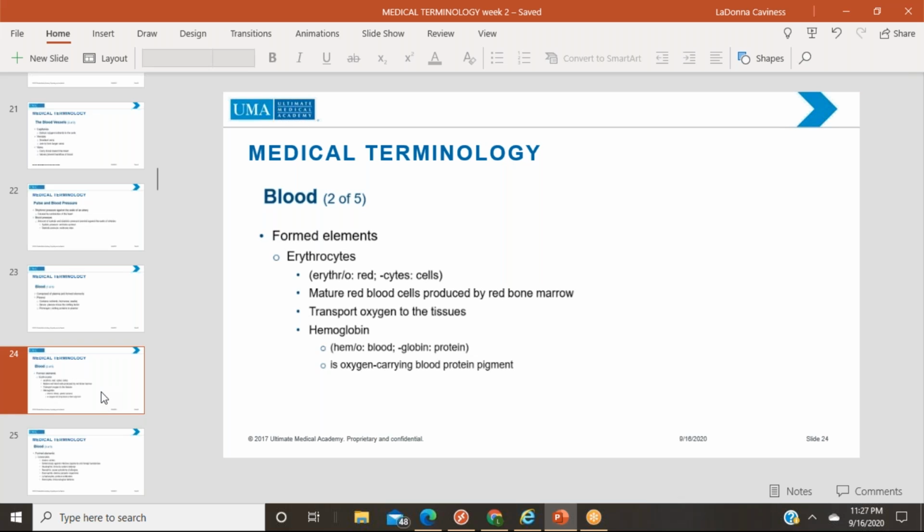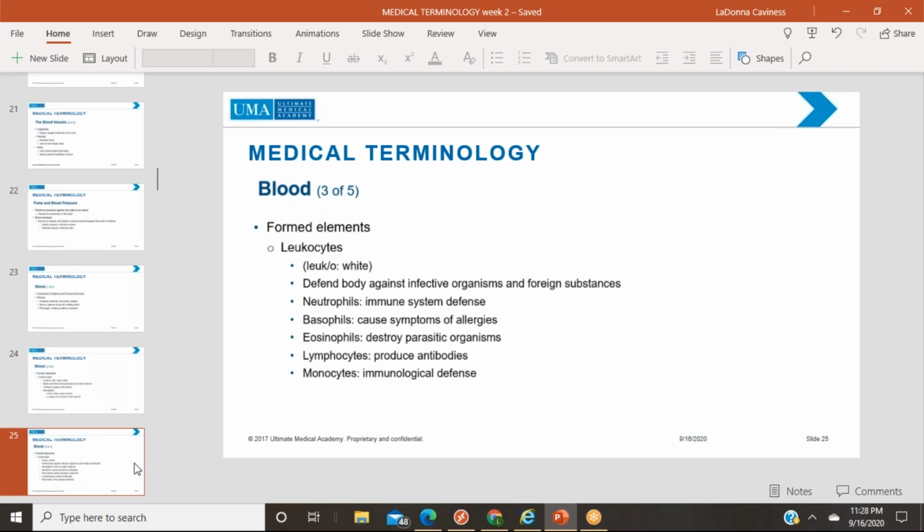Formed elements. Erythrocytes, and let's break that down. Erythro means red, and cytes means cells. Mature red blood cells produced by red bone marrow transport oxygen to the tissues. Hemoglobin: hemo means blood, globin means protein. It is an oxygen-carrying blood protein pigment.